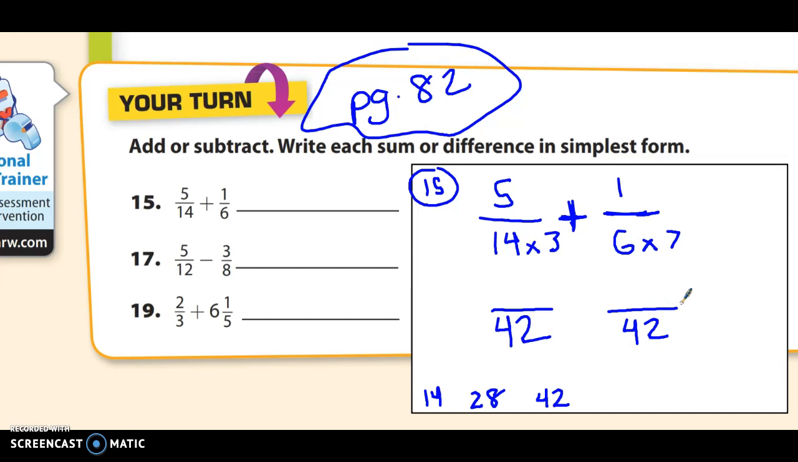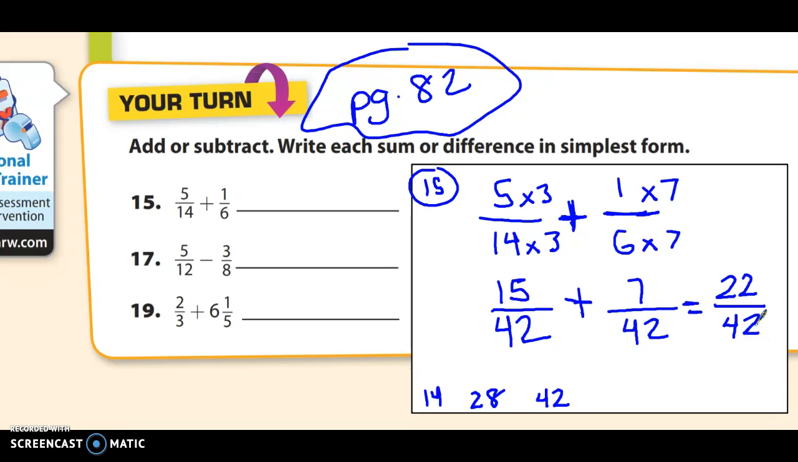Remember, our first step is that we need a common denominator. Then we multiply our numerators by what we multiplied our denominator by. So in this case, I multiply everything by 3, so I get 15. I can bring my addition sign down. And in this case, I'm going to multiply by 7. And then I just carefully add my numerators. 7 plus 15 is 22. The denominator remains 42.